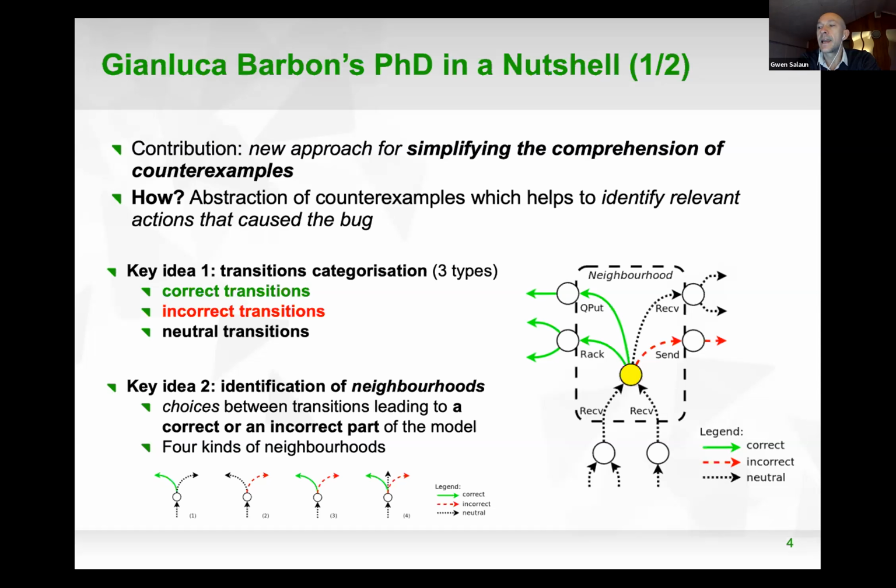The second key idea is to use these colored transitions to identify specific states where there are several outgoing transitions with different colors. These states are called neighborhood or faulty states. There are 4 kinds or types of faulty states, as shown at the bottom of this slide, and they are usually visually represented using shades of yellow-orange.